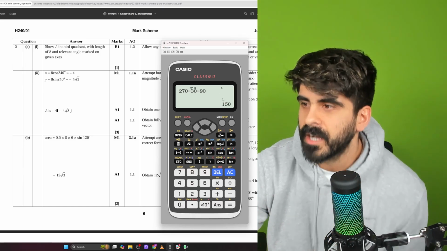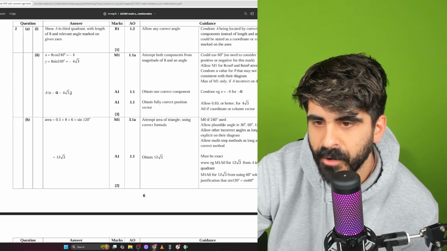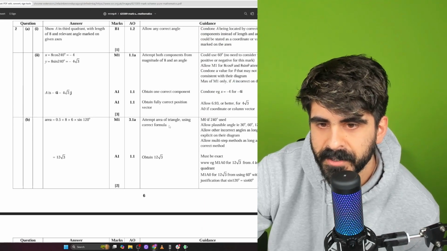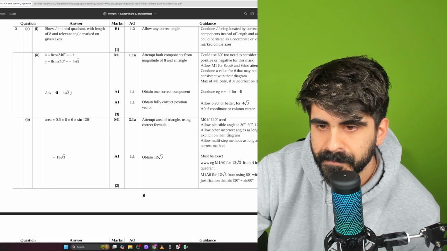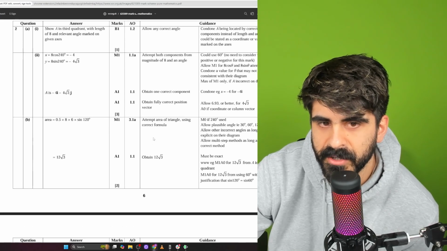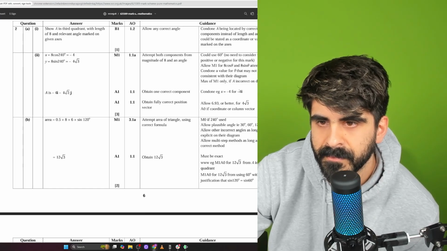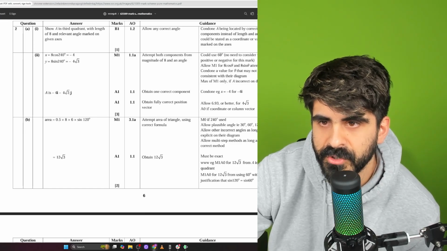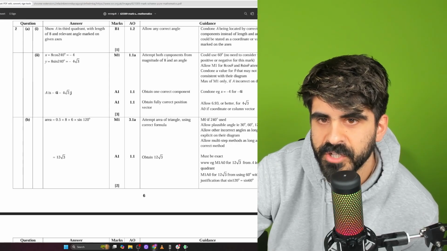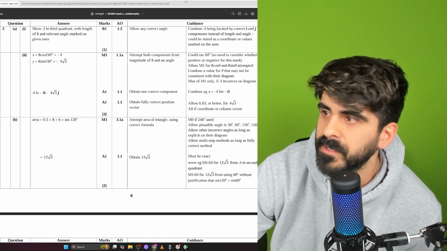Dude, guys, I actually think I'm bugging. Where have I gone wrong here? Allow plausible angle 150. Must be exact. It's only 2 marks. Could use 60 degrees. I actually think I've drawn it in the wrong place or something.